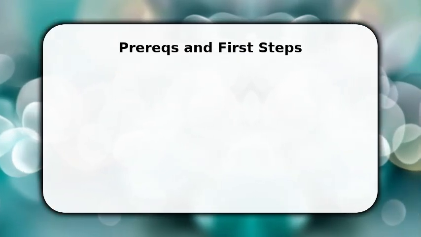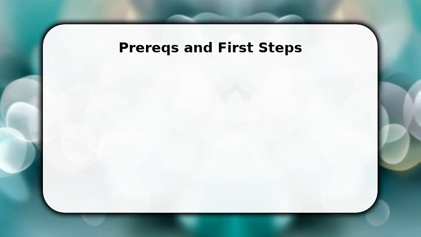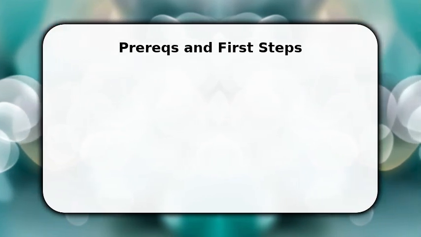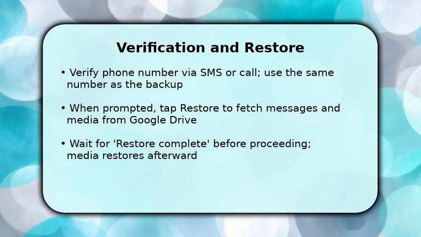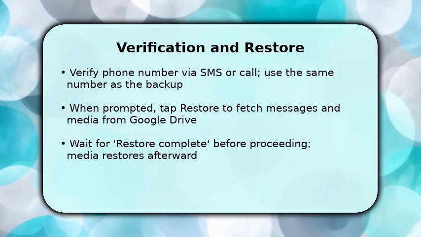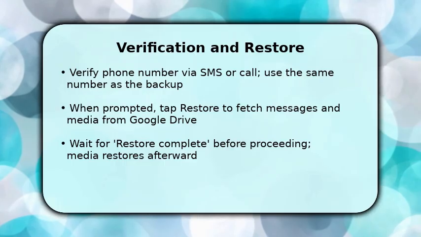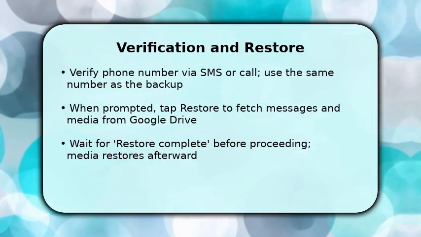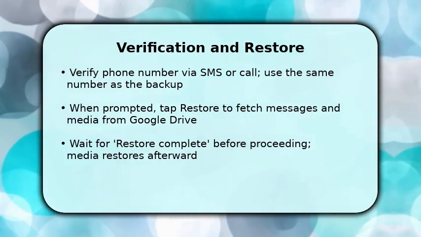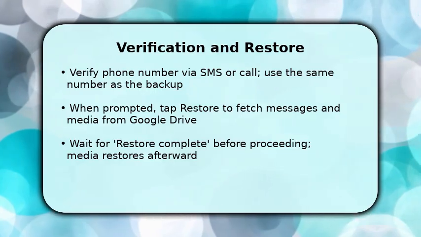After you verify the phone number with the SMS or call code, WhatsApp Business automatically looks for a Google Drive backup tied to that account. When the Restore prompt appears, choose Restore to begin downloading messages. This transfers your chat database first because messages are needed for consistent indexing.